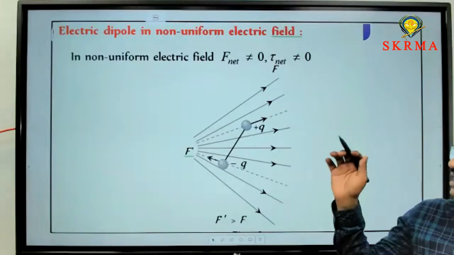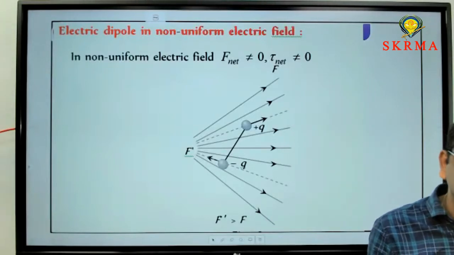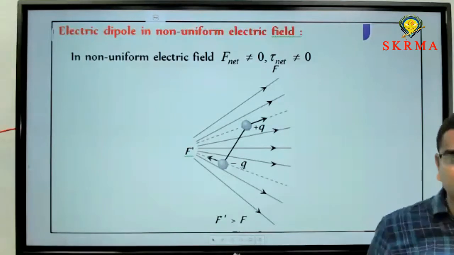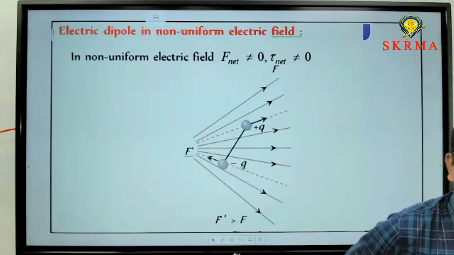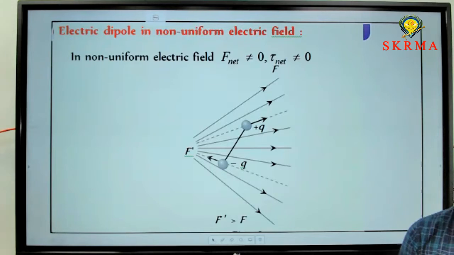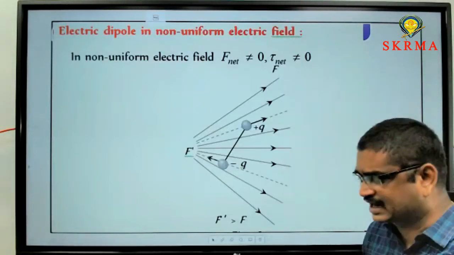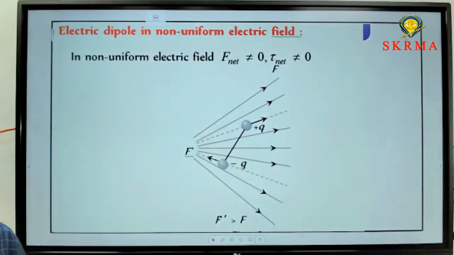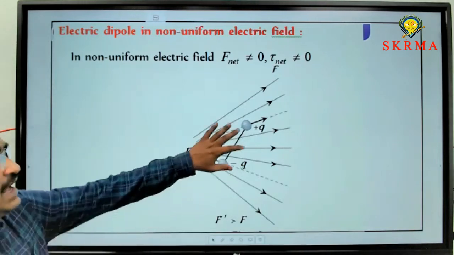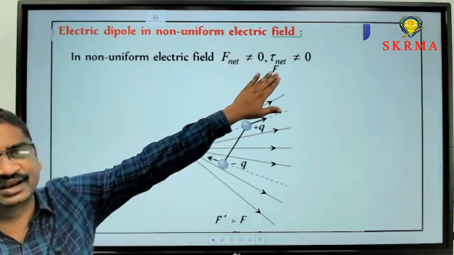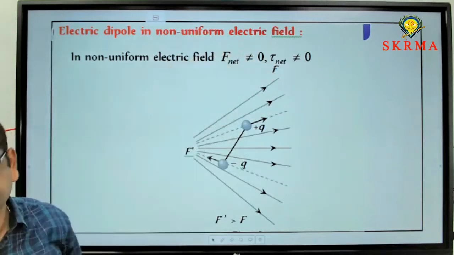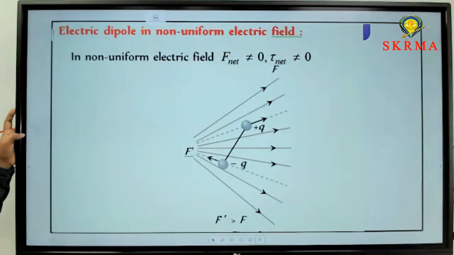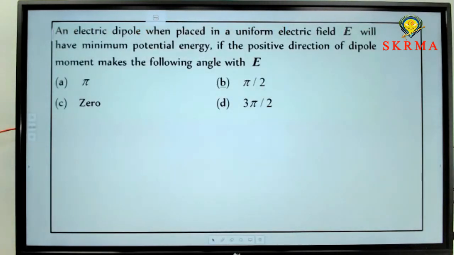Next, if you place a dipole in a uniform electric field, net force is 0, and torque may or may not be 0. In most cases torque is not equal to 0 if it has some angle, but net force is always 0. So in a uniform electric field, net force is 0 and torque is non-zero. In a non-uniform field, both are non-zero. This is the basic concept. Next we are going to the problems.